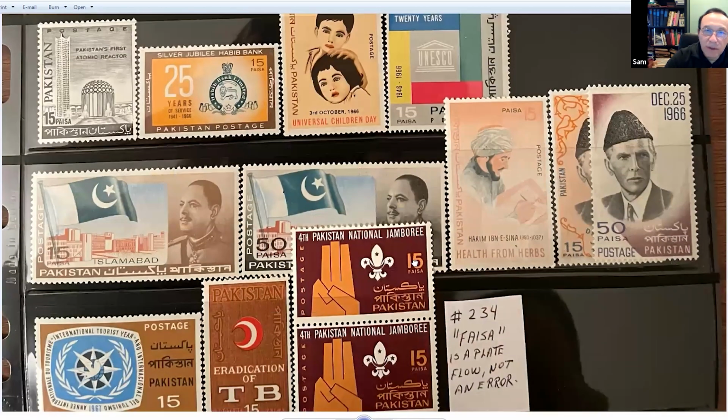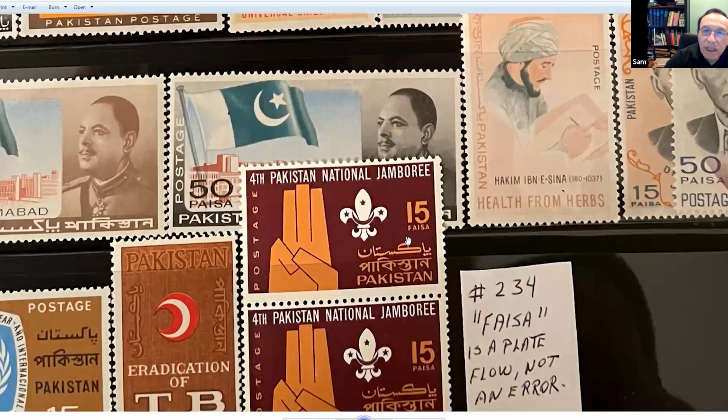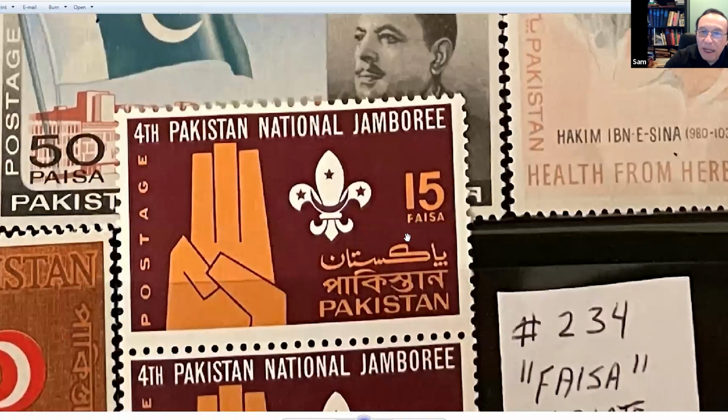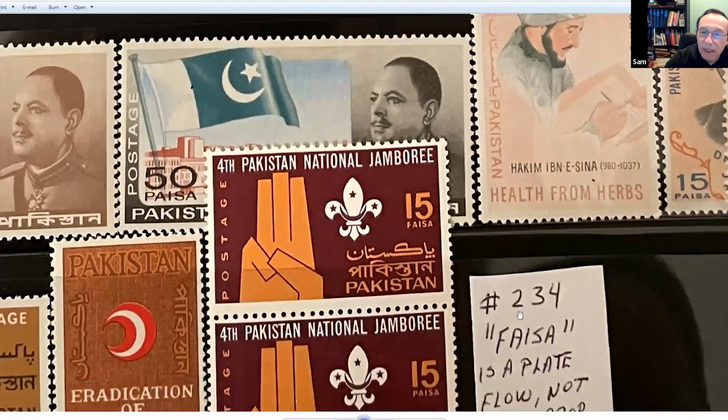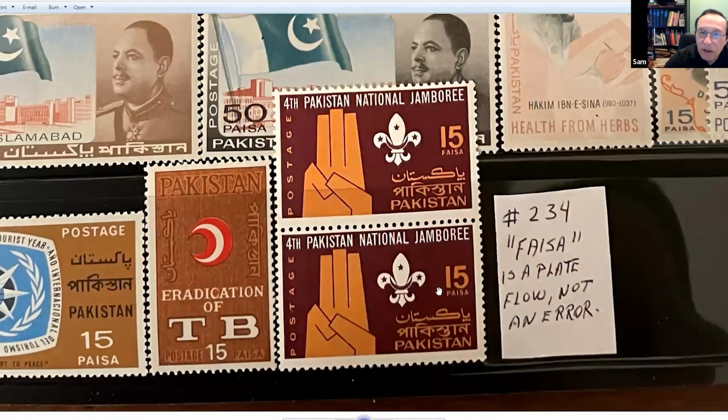And that's his picture. Now here, I read in Scott that this is not an error, right? You see the P didn't get printed, it looks a little bit like an F. They said, yeah, that's not an error, it's a plate flaw. So the one at the bottom, they both are attached, right? So I guess it's happening in a whole series, maybe, I'm not sure. And this is the tuberculosis eradication.